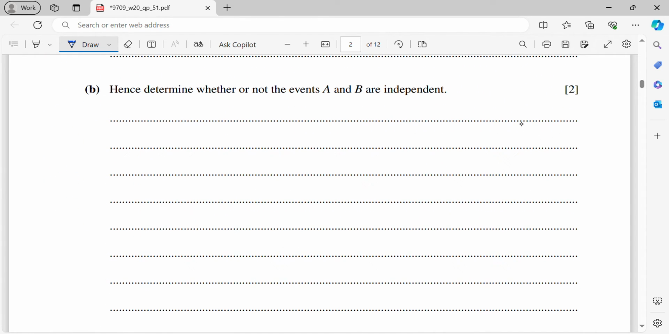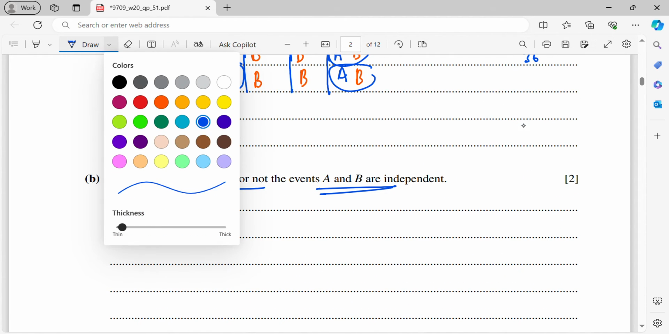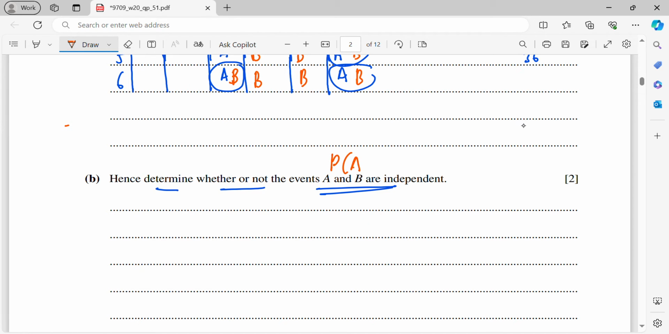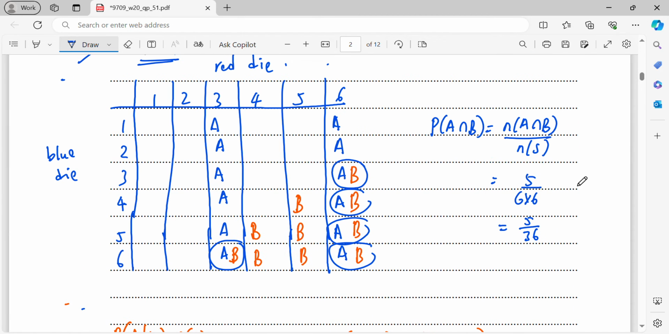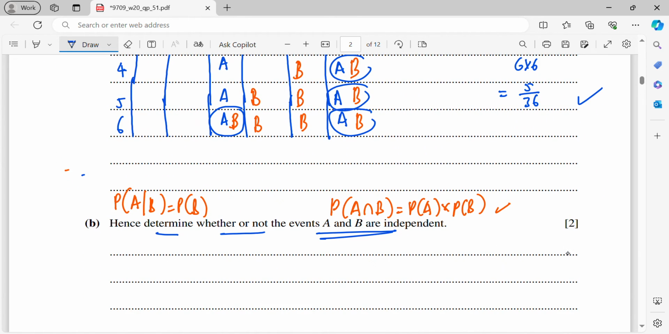Now B, hence determine whether or not the events A and B are independent. So for independence, I will use this concept. Okay, so P(A intersects B) equals P(A) times P(B). That is for independence events. So another option is you can just find P(A given B) equals P(B). So I will be using this formula. Okay, so just now we have found the P(A intersects B), which is 5 over 36. So now I just need to find out what are my probabilities of P(A) and also P(B).